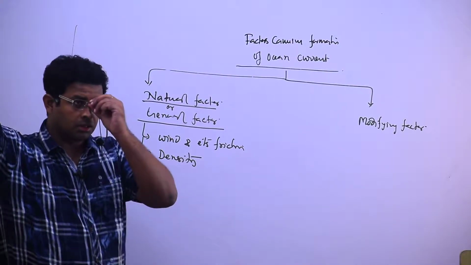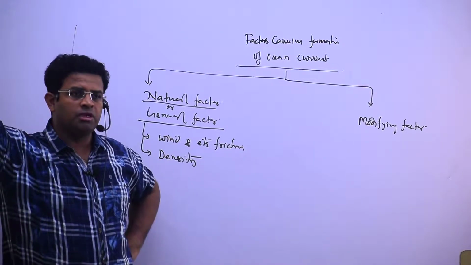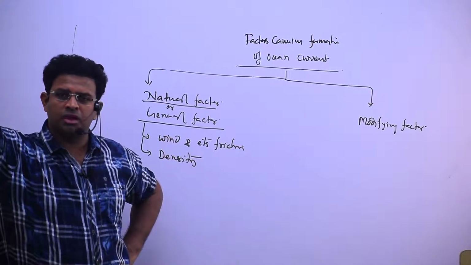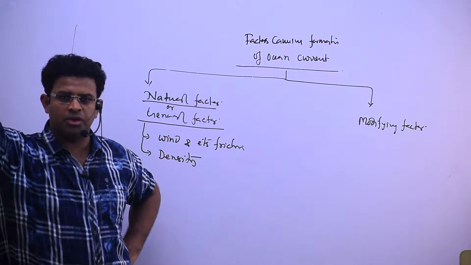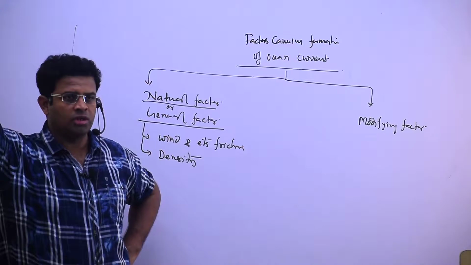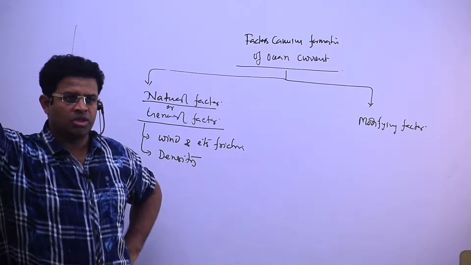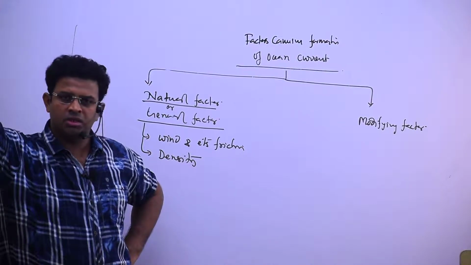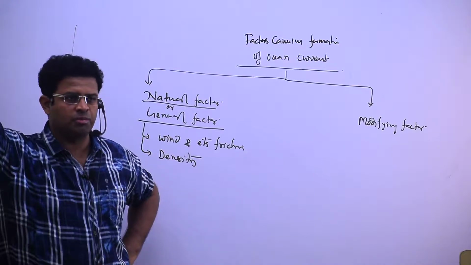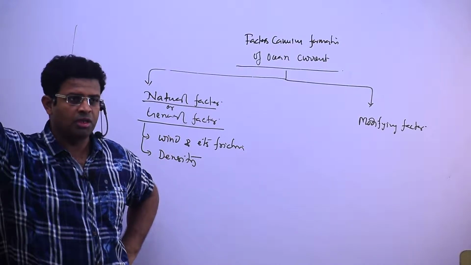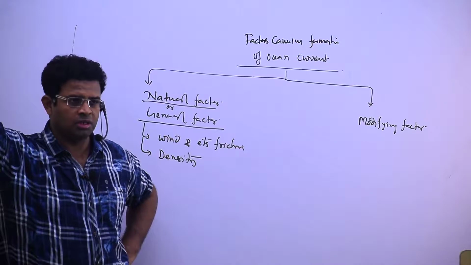The first factor is wind, especially the primary winds: the northeast trade wind, southeast trade wind, westerlies and polar easterlies. Understood? These are the winds which help in the formation of ocean currents, by putting friction on the sea surface.